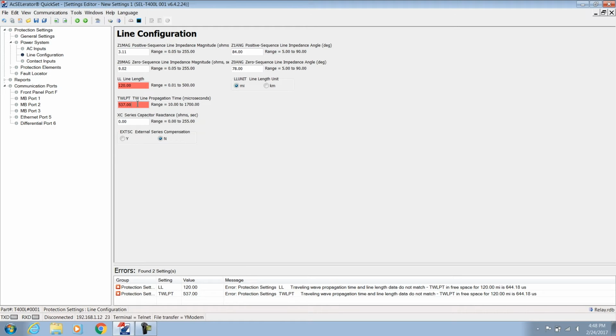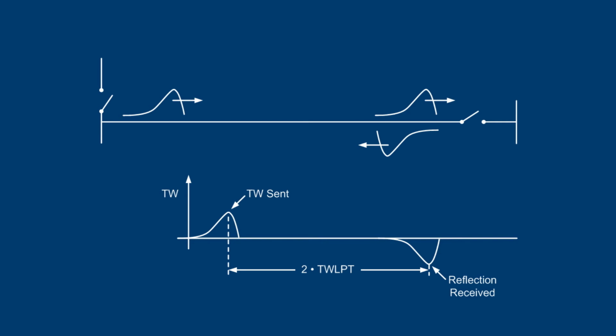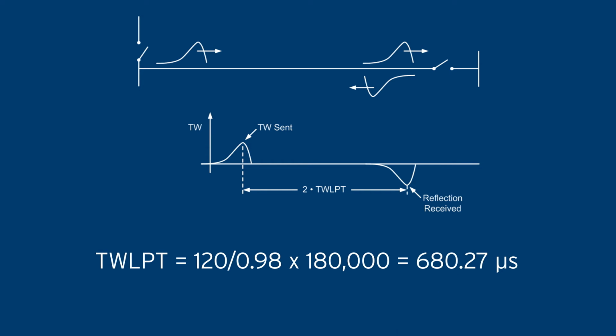Now we'll move to the traveling wave settings. The TWLPT stands for traveling wave line propagation time. This is the one-way travel time for a traveling wave from one line terminal to the opposite line terminal. Electric waves propagate on overhead transmission lines close to the speed of light in free space at about 98% of 180,000 miles per second. So we can approximate TWLPT for our 120-mile line as 120 over 0.98 times 180,000, which is 680.27 microseconds.